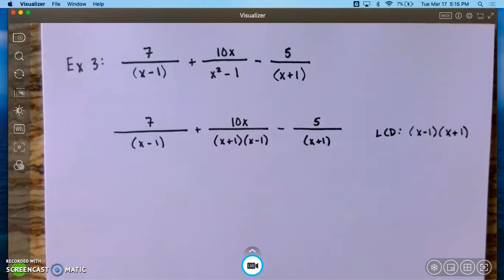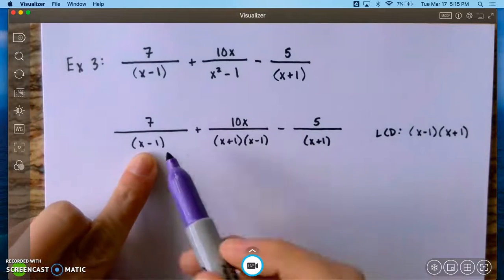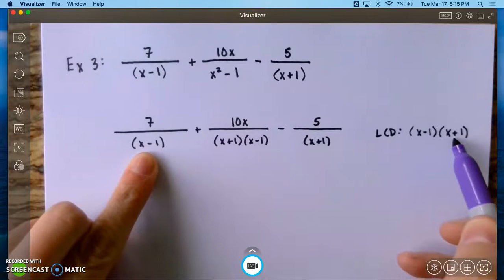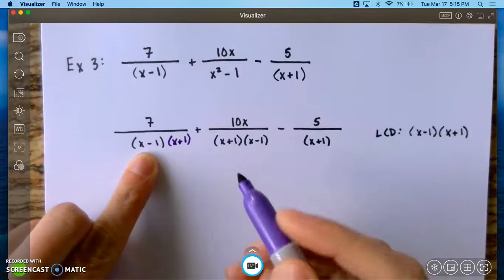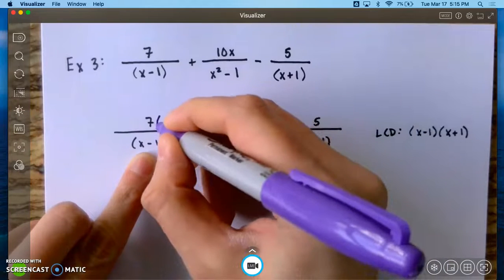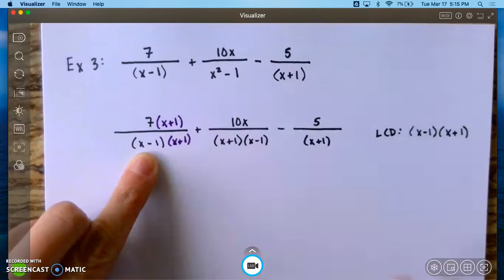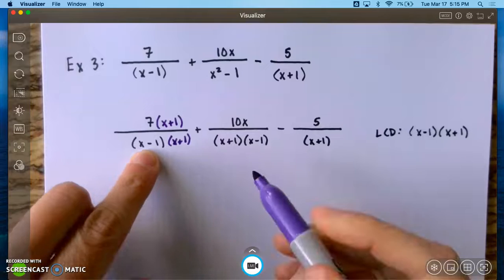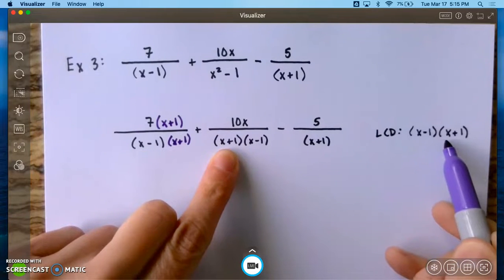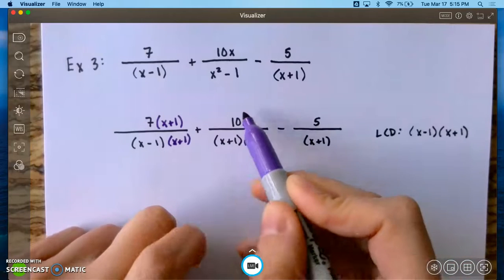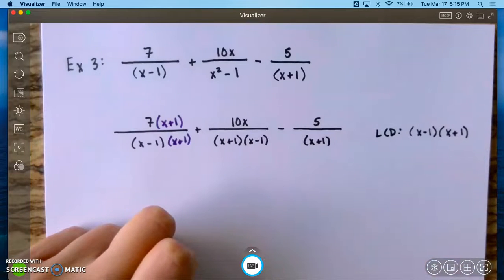What we're going to do in the first denominator, since we already have the x minus 1 part, we need to multiply an x plus 1. Now remember that whatever you do to the denominator, you must also do to the numerator. The second denominator already matches. It may not be in the same order, but we know that multiplication is commutative, so that doesn't matter. So nothing needs to be done to the second fraction.